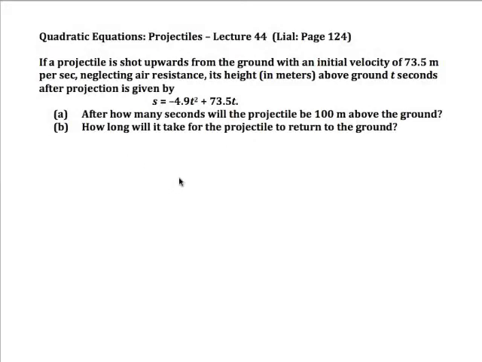Okay, in this lecture we're going to talk about another application of quadratic equations, and it has to do with projectiles. Whenever we're shooting things into the air that are under the influence of gravity, we have a quadratic model, and we can model it with a quadratic equation. The general quadratic equation for projectiles is given by S, where S is the height, equal to negative 16t squared plus V0t plus S0.